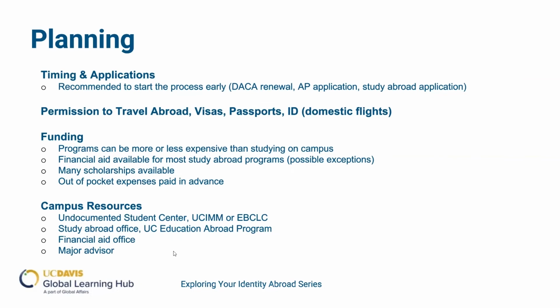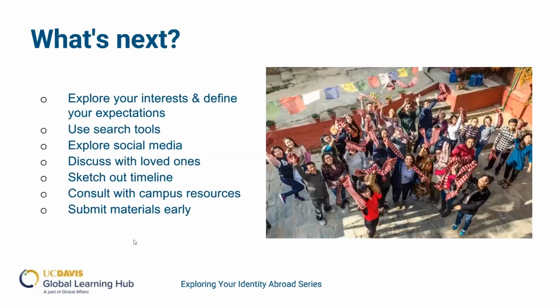And then to really showcase the various campus resources that are available, we've talked about most of them. So utilizing your home campus Undocumented Student Center, what Chris mentioned with the UC Immigrant Legal Services Center and the East Bay Community Legal Center. I hope I said that correctly. And utilizing your study abroad office, financial aid office, your academic advisors, all those are key pieces and part of your support network.